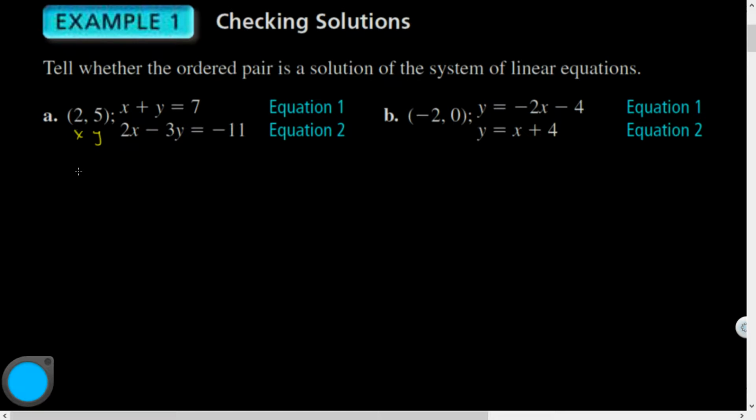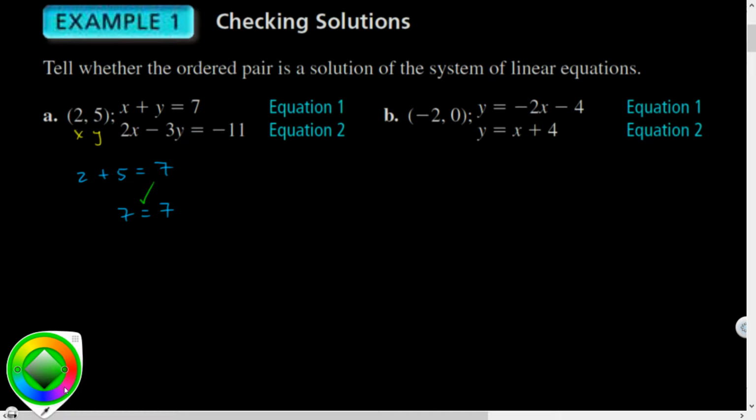So let's plug it in for the first equation. So 2 plus 5, is that equal to 7? 7 equals 7. Check it. That's true. True. So this point works in the first equation. But like I said, there are infinitely many points that work in that equation. So let's not get too excited yet. We don't know that it's a solution of the system, the combined set of equations, until we also know that it works in the second equation.